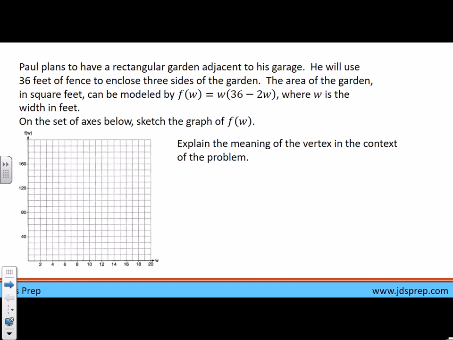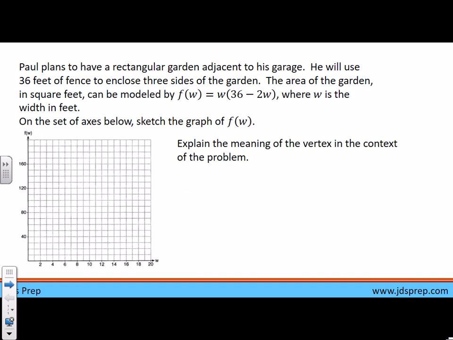The first thing we want to do is graph that function f of w on the set of axes below. Now, one way you could approach this is just to plug the function into the calculator and see what the shape is going to look like. But that's not going to give you necessarily all the information that you need in order to make your graph accurate. So what we can do is look at the type of function that we have and see what we know about the graph and some points on the graph to make the graph a little more accurate.